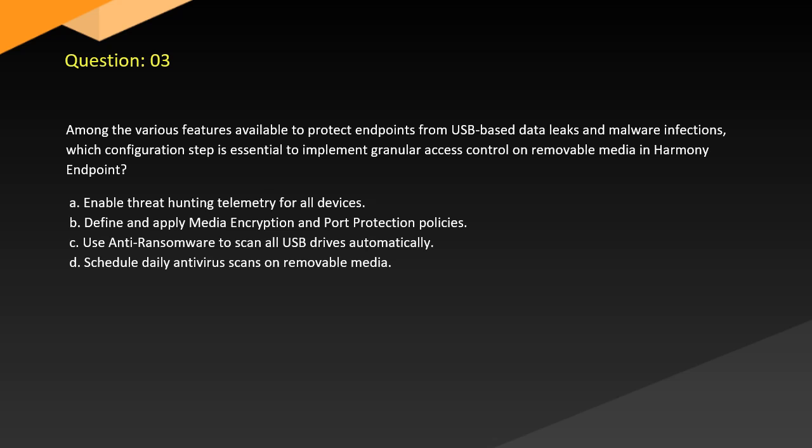Question 3. Among the various features available to protect endpoints from USB-based data leaks and malware infections, which configuration step is essential to implement granular access control on removable media in Harmony Endpoint? A. Enable threat hunting telemetry for all devices. B. Define and apply media encryption and port protection policies. C. Use anti-ransomware to scan all USB drives automatically. D. Schedule daily antivirus scans on removable media.